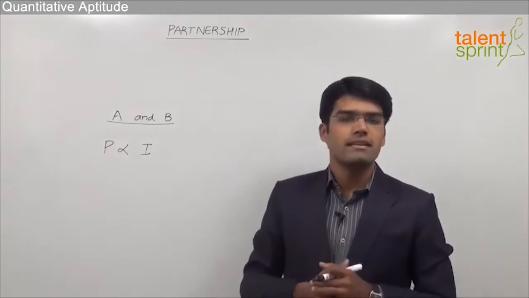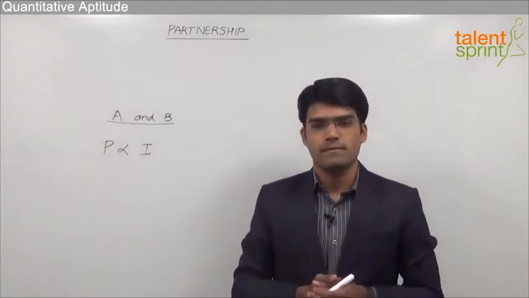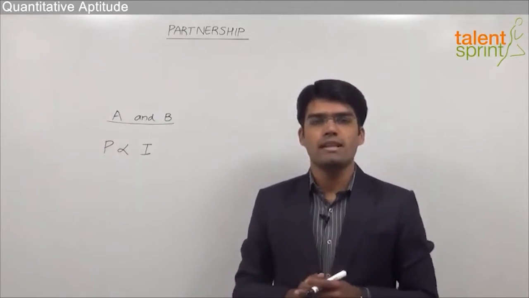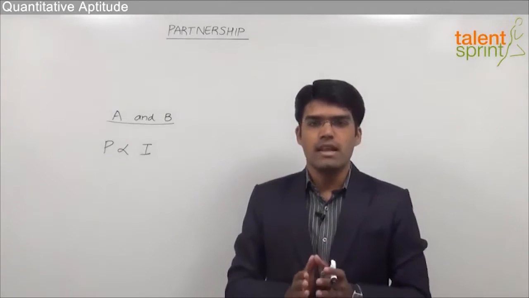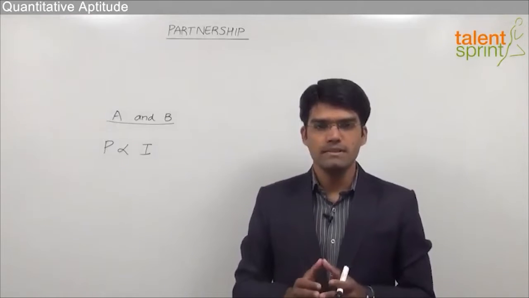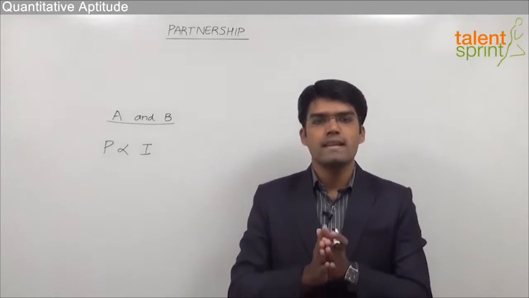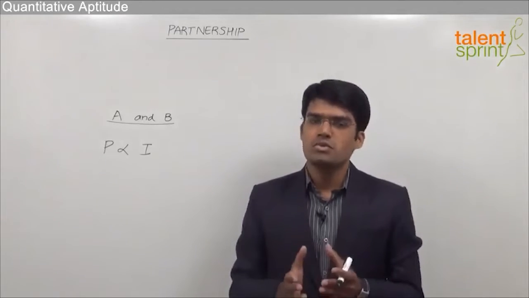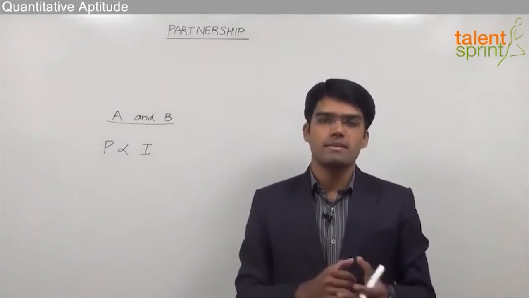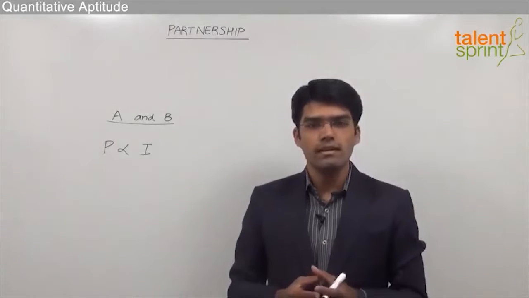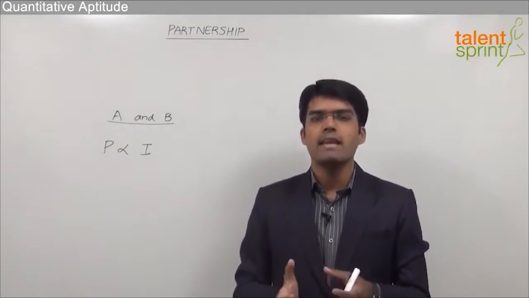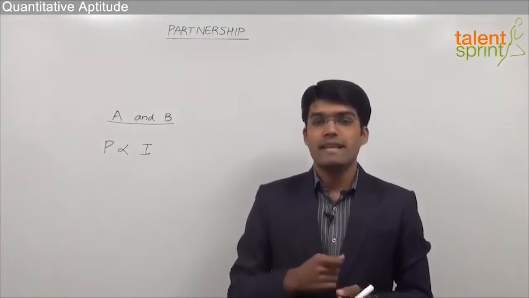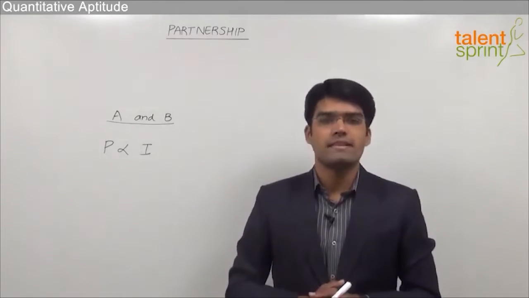The second parameter here is the time of investment. Let us assume A and B together have invested 1 lakh each and they have started a business. That means with the total investment of 2 lakhs, A and B have started a business. After 6 months, due to some reasons, B wants to quit the business. So what does B do here? He will collect his 1 lakh rupees back and come out of the business. But A continues for the remaining 6 months.